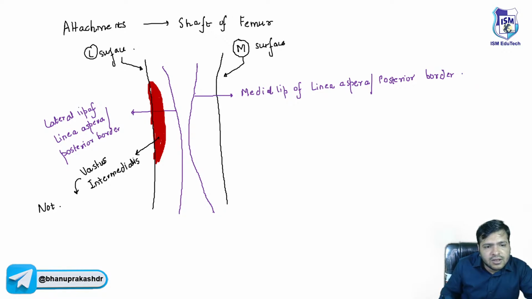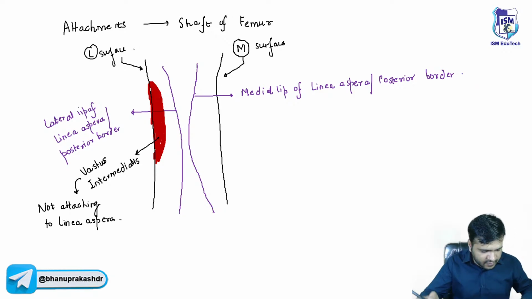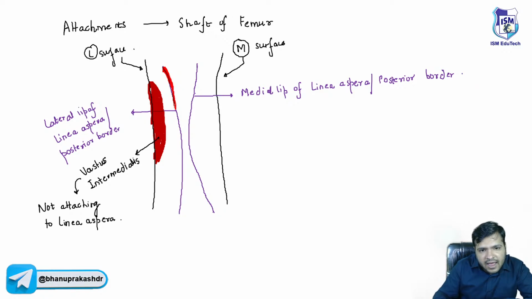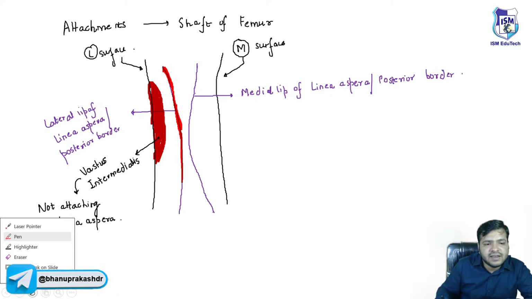It is not attaching to the linea aspera. So remember, it is vastus intermedialis. Okay, on the lateral lip, beta. This is the easiest way I can teach you. On the lateral lip, beta, a muscle is attached, and this muscle attached on the lateral lip is called vastus lateralis.